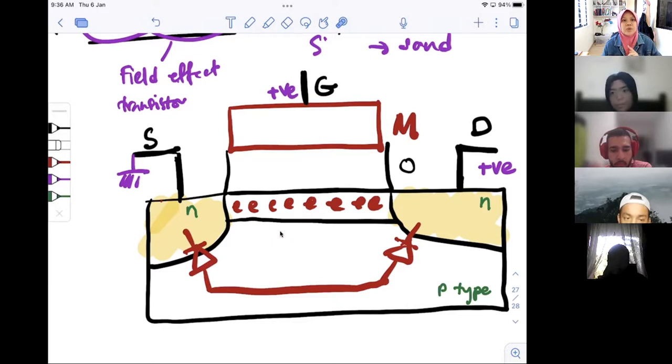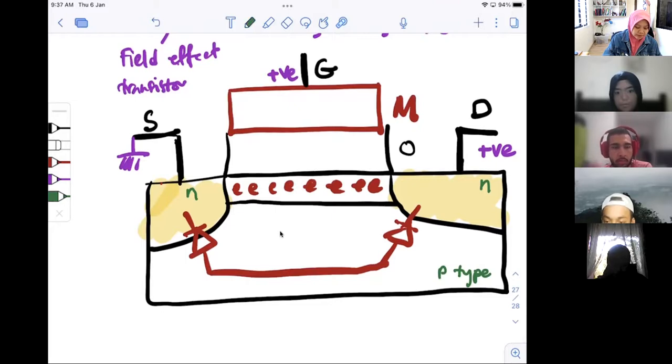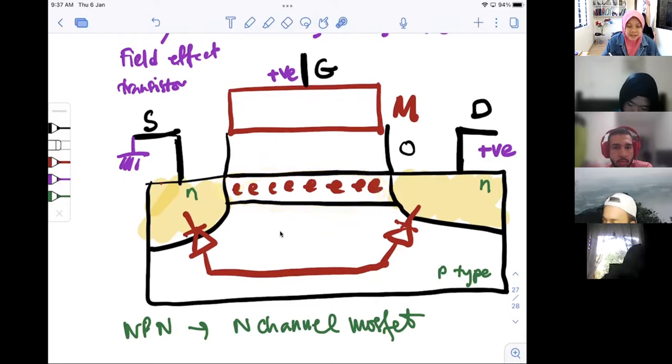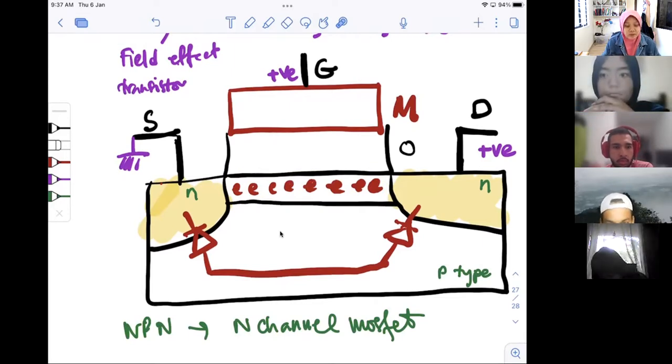This type is called NPN, or sometimes called N-channel MOSFET. It's N-channel because the channel, this bridge, consists of electrons. So that's why it's called N-channel MOSFET, because the channel here is made from electrons. So it becomes one continuous path.